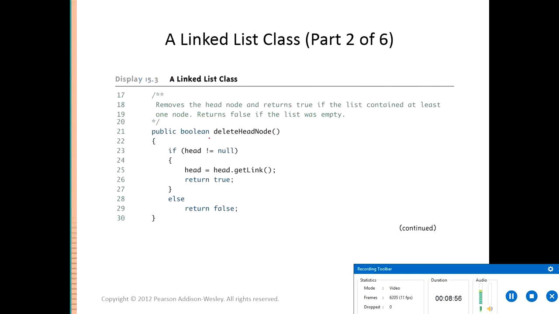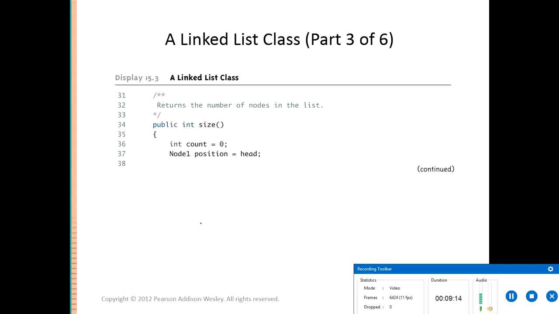Delete the head node. So we want to remove the head node. I am removing the head node. So it returns true if the list has at least one node, and it will return false if the list is empty. So if the head is not equal to null, it will get the link and it will return true, otherwise it will return false. So it's a Boolean method.